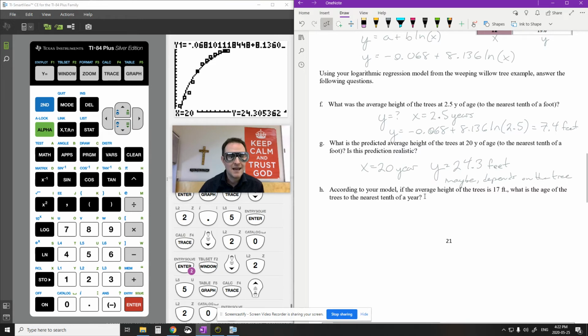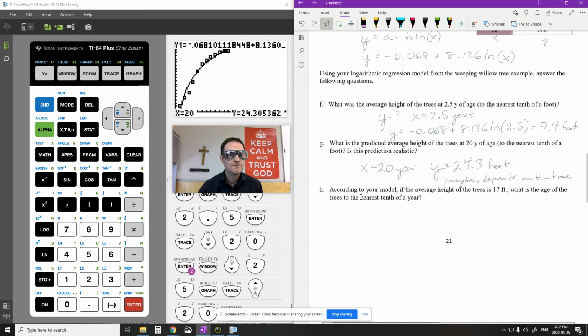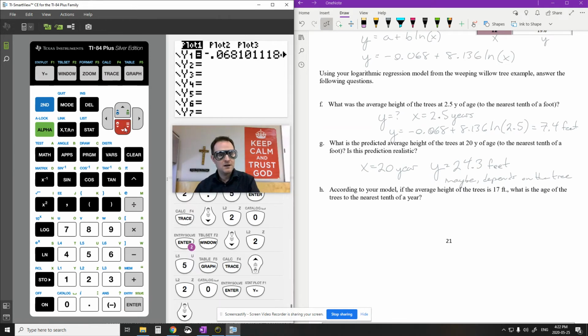According to your model, if the average height is 17, what is the age of this tree? So let's go to here. I want to know when, if y is equal to 17 feet, what is x? So the equation is going to look like this. It's going to be 17 is equal to 0.068 plus 8.316 ln x. I'm looking for x there.